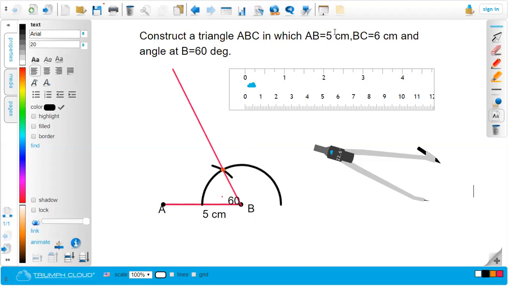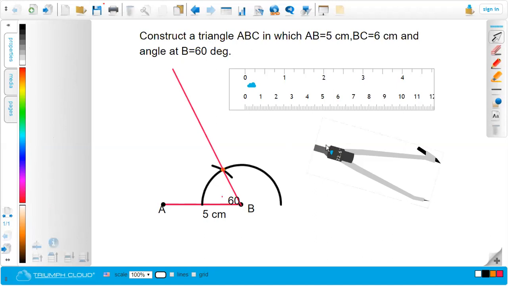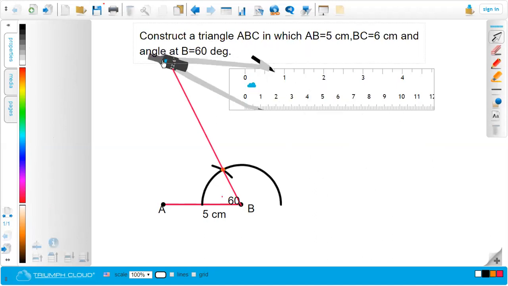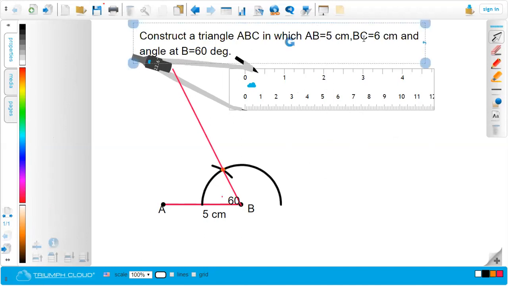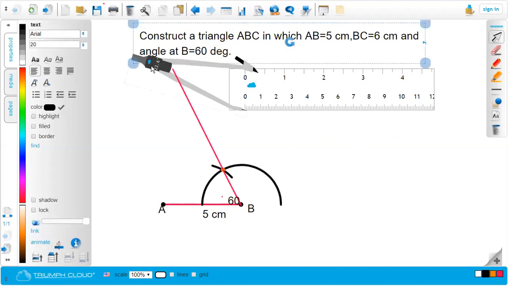And for the point C, the given information is BC. The length of BC is 6 centimeters. From this point B, C is located 6 centimeters away. Let's find out the point C. So measuring the 6 centimeter arc by using this compass. We have to measure 6 centimeters because BC is 6.